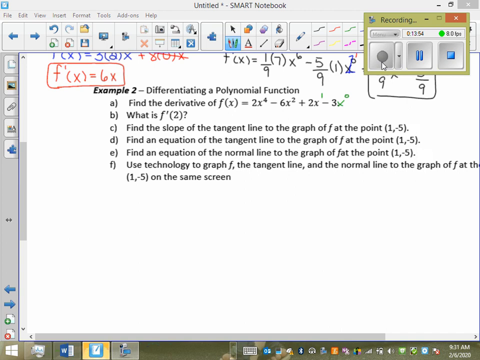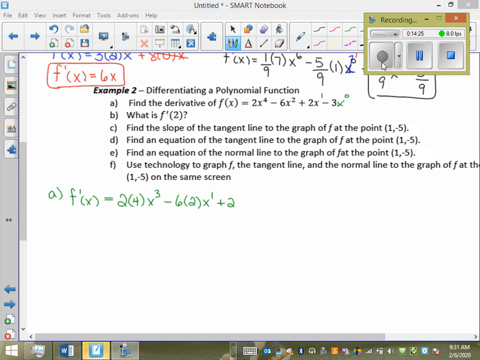All of them are variables to numerical exponents. We agree? So A is going to be f prime of x, that's the derivative, equals, take the 2, drop the 4 in front, x to the 3, minus 6, drop the 2 in front, x to the 1, plus 2 times 1, x to the 0, minus 3 times 0, x to the negative 1, done.